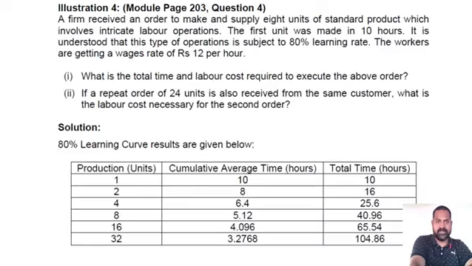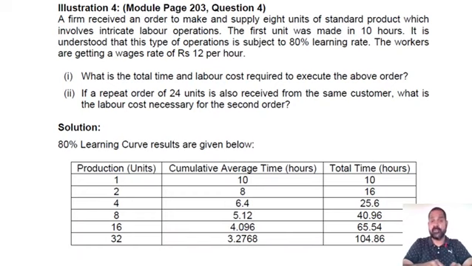What does the question say? A firm received an order to make and supply 8 units of a standard product, which involves intricate labor operations. So a firm has to make 8 units of a certain commodity, which requires a little complicated work. Why are they saying that? When you're doing complicated work and repeat it over and over again, it becomes less complicated and efficiency increases.